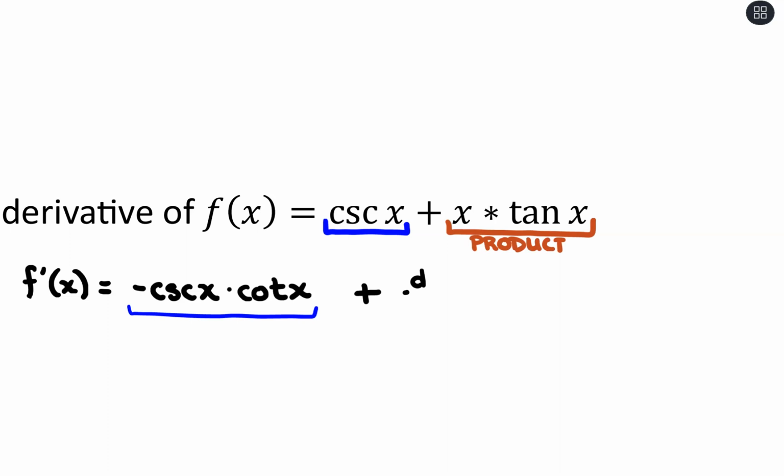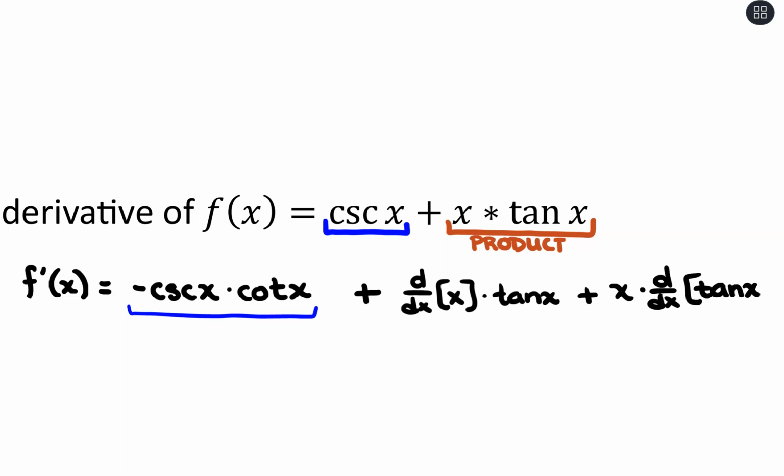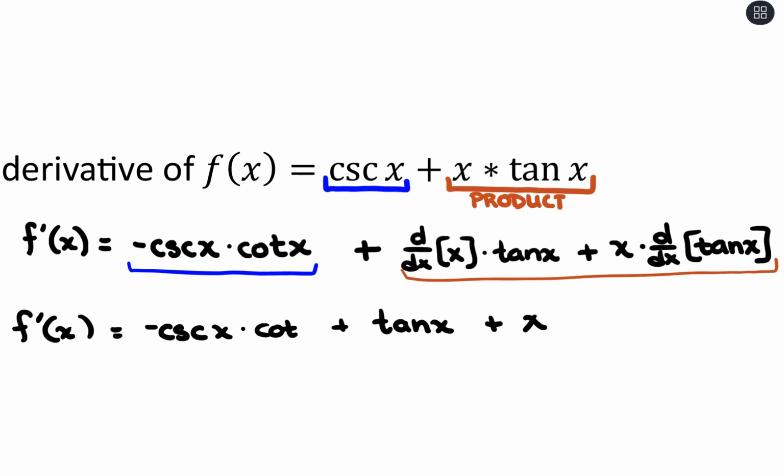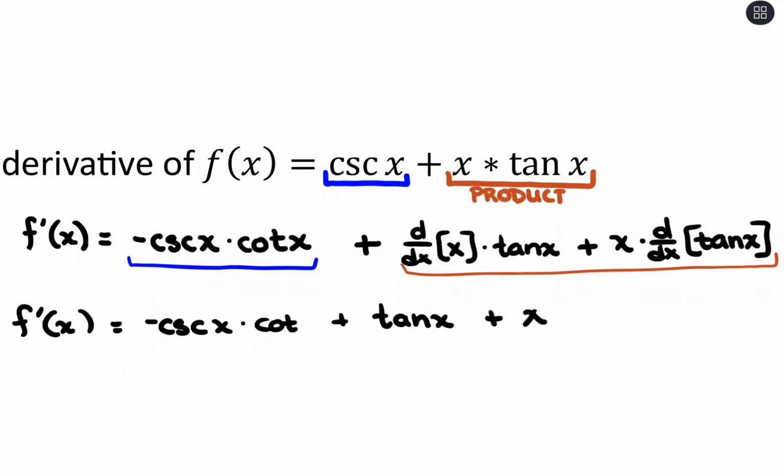So derivative of x times tangent of x plus x times derivative of tangent of x. So all of that right there is coming from our second piece. So we'll have negative cosecant x times cotangent x plus the derivative of x is just 1, so that's a tangent x, plus x times the derivative of the tangent of x, which is secant squared.